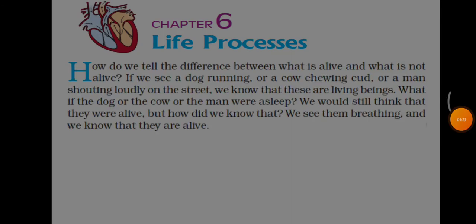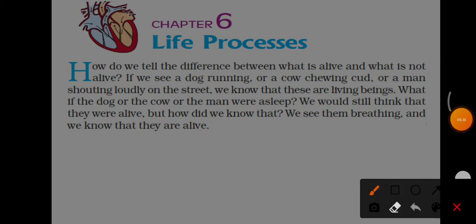So the chapter begins with the difference between living and non-living things. How can we tell if some organism is living or non-living? They have given some examples here, like a dog running, a cow chewing cud, or a man shouting loudly on the street. These are very visible changes or movements we see with our own eyes, so that we can easily recognize that a particular organism is alive.